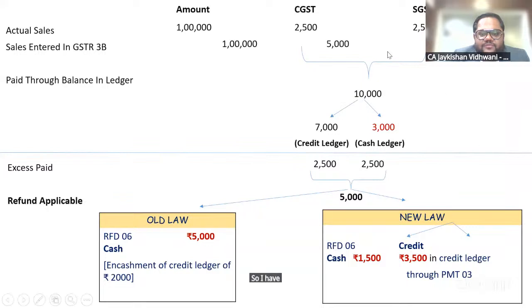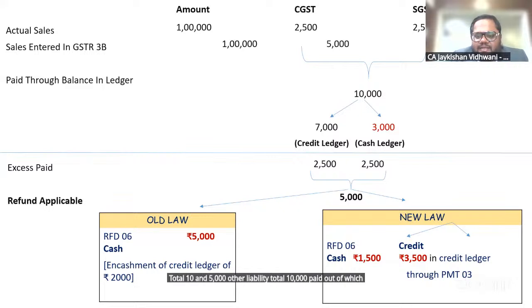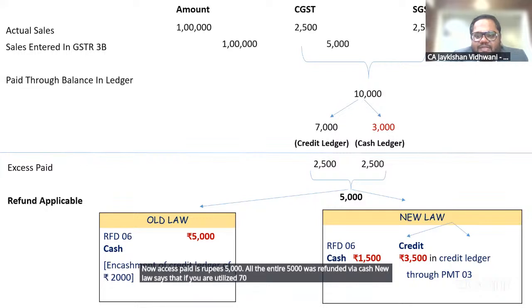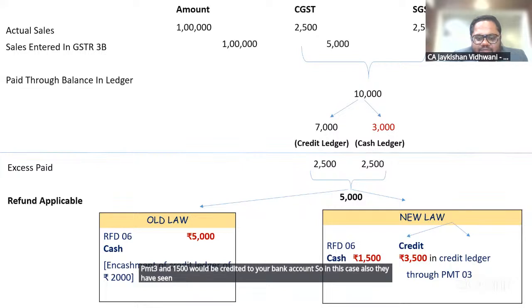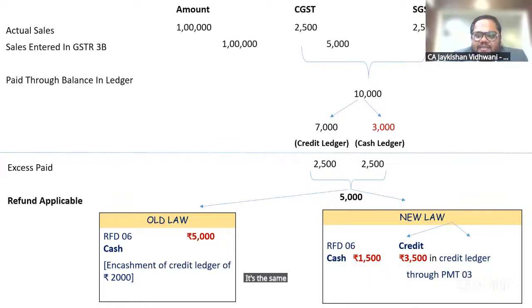So I have taken one example also. Actual sales is 1 lakh, 2,500 CGST and 2,500 SGST, total 10,000 plus 5,000 other liability. Total 10,000 paid, out of which 7,000 is paid via credit ledger and 3,000 via cash ledger. Now the excess paid is rupees 5,000. Under the old law, the entire 5,000 was refunded via cash. The new law says that if you have discharged the original 10,000 liability 70% via credit ledger, then only 3,500 would be credited to your PMT-03 and 1,500 would be credited to your bank account. So in this case also they have seen the original payment source. The source you utilized for making the original excess payment of tax is the same source in which you will be getting the refund.